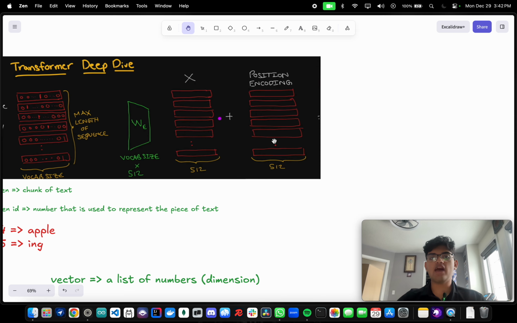All right. And then after that, we do this process called position encoding, which makes these vector embeddings more useful. And we're going to learn about that a little bit more in our next video series.